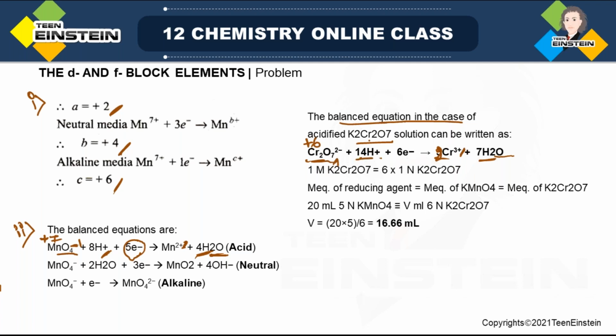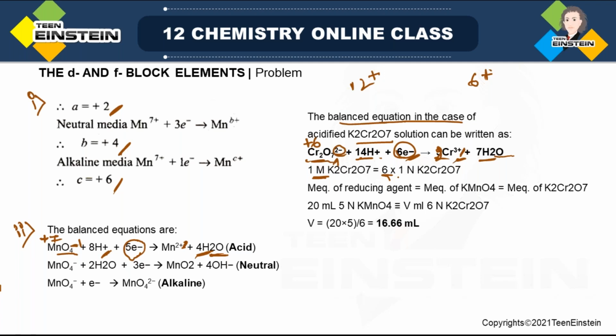The next step will be charge balance. We have 2 negative charge here and 14 positive charge, that means 12 positive charge. But on the right hand side we have 3 into 2, 6 positive charge. So left hand side 12 positive charge, right hand side 6 positive charge. To balance both sides, we have to add 6 electrons. So the electron number is 6. Now this number is very important. Why is it so? Because now we will use the normality. When you are converting molarity to normality, that is 1 molar K2Cr2O7, you have to multiply it with the corresponding electrons that are involved.